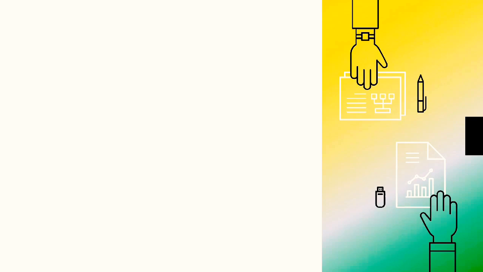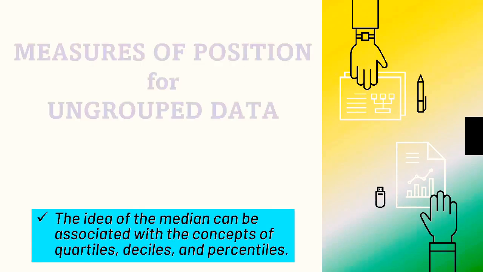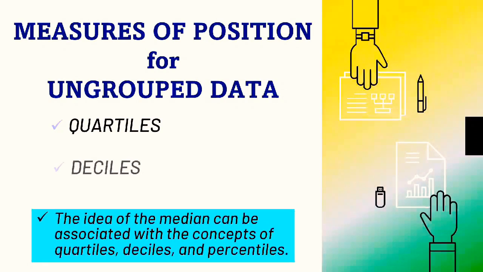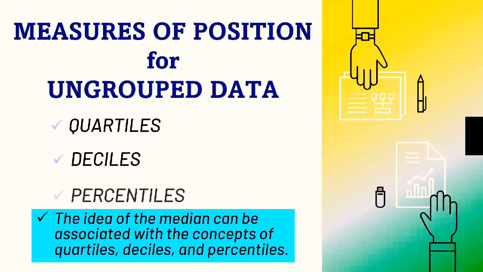To highlight the main discussion for today, our focus is all about measures of position for ungrouped data. These are quartiles, deciles, and percentiles. Take note, class, that the idea of the median can be associated with the concepts of quartiles, deciles, and percentiles.